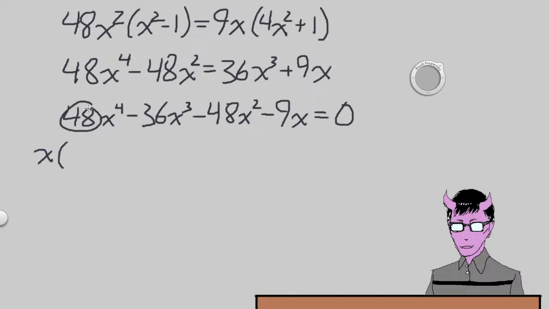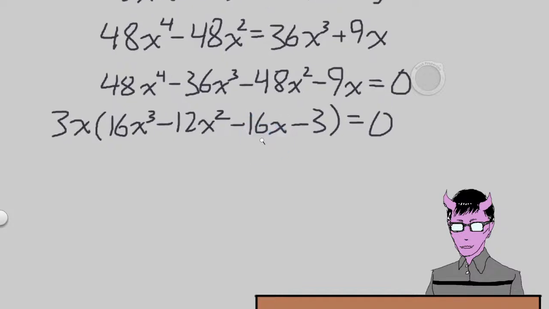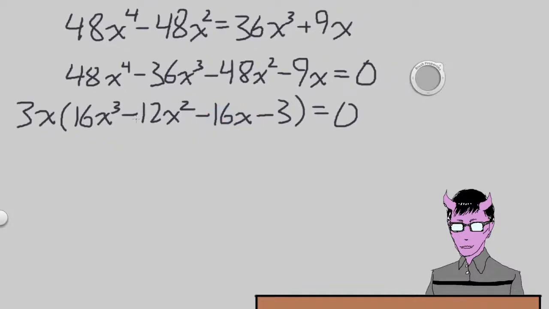Can we divide this by 3? Yes, we can. Wait, can we? 8 plus 4 is 12. 12 is divisible by 3. Yeah, so let's factor out 3x from everything, just to make the numbers slightly nicer. So we have 16x cubed, minus 12x squared, minus 16x, and minus 9 divided by 3 is minus 3. So that's nice. So we have this particular scenario.